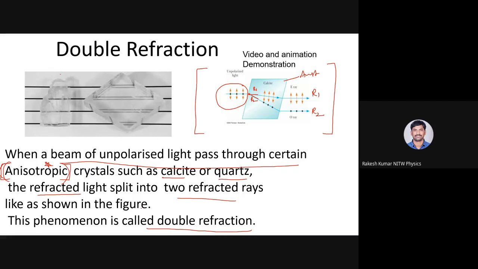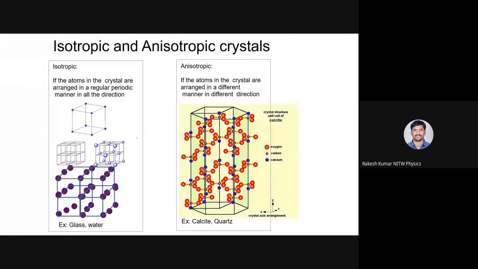Can you observe the difference between this and this? Did you observe the difference between those two images? Yes, sir. This is an isotropic crystal and this is an anisotropic crystal. We'll see what they are in a moment. If you see here, there are two refracted rays, and here there is only one refracted image.